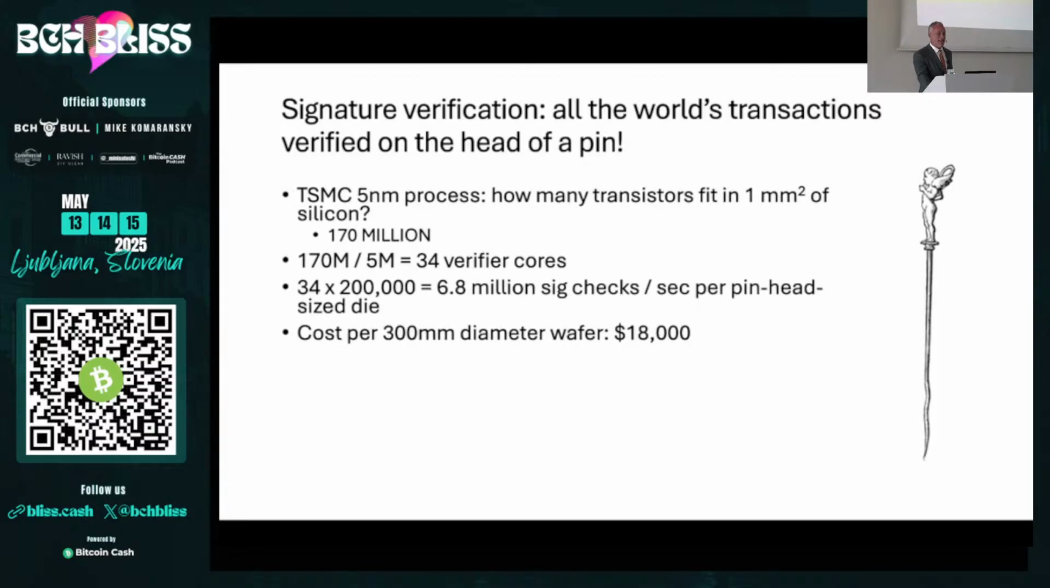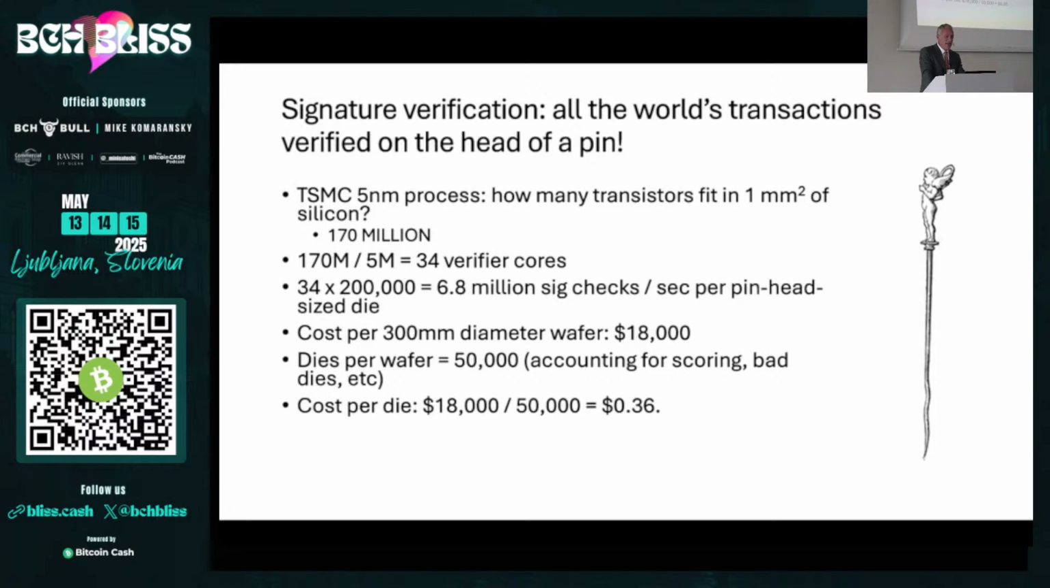How much do those pinheads cost? Well, you have to pay TSMC about $18,000 to make a wafer full of ASICs. These are 300 millimeter diameter wafers, about a foot in diameter. You slice them up to get your chips out. So a wafer gives you about 50,000 of these pinheads. Each chip, the silicon in it costs about 36 cents. So 1 millimeter, 36 cents, all of the world's transactions being verified.